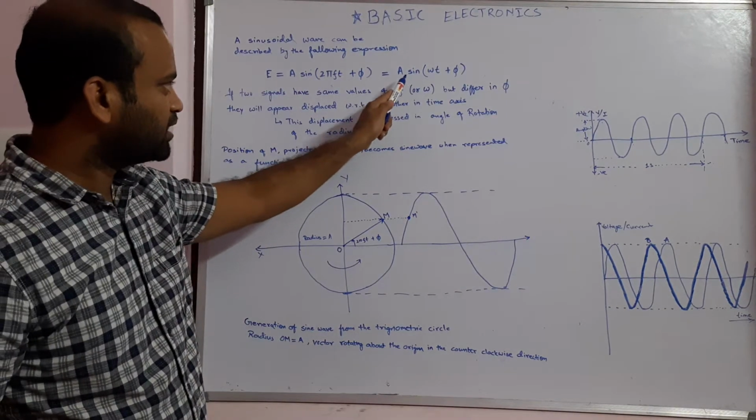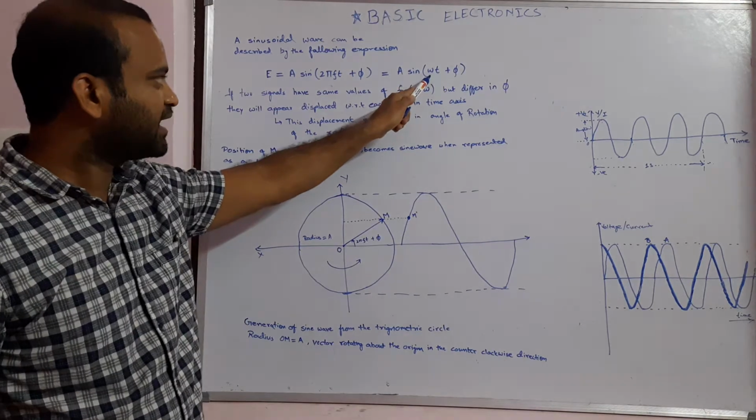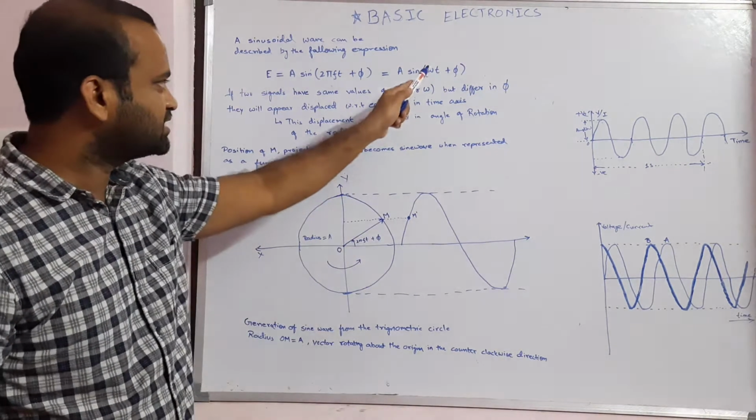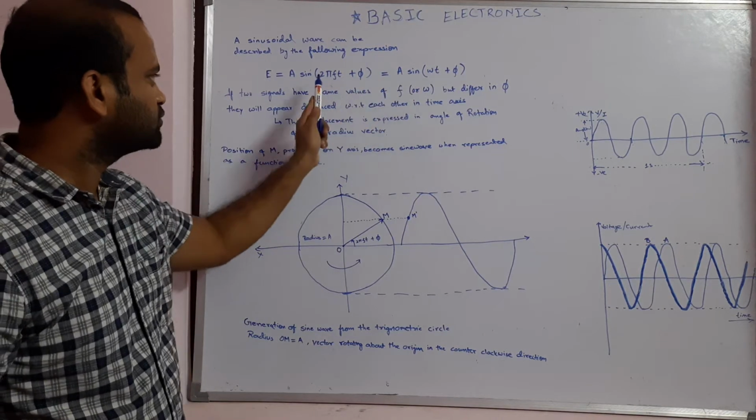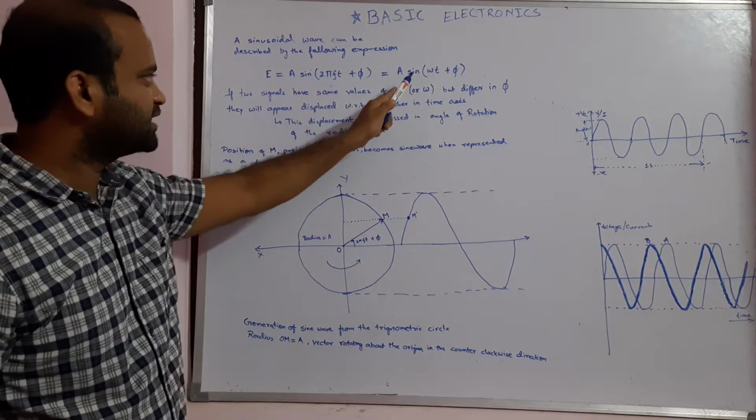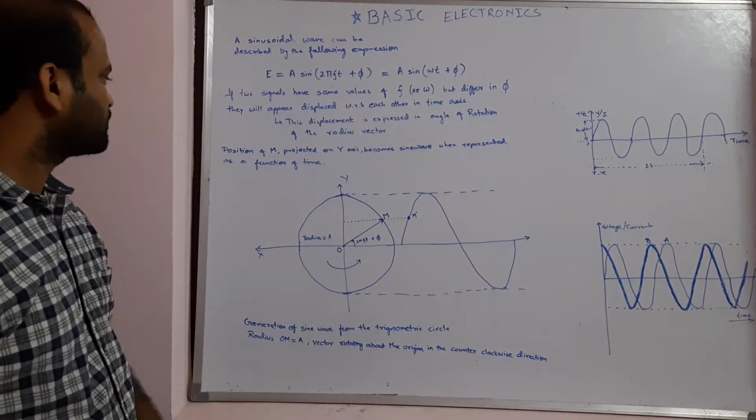And here also, in A sin omega t plus phi, omega is the angular frequency, which is equal to 2 pi f, hence replaced with omega. So 2 pi f is equal to omega, that's why it is equal to A sin omega t plus phi.